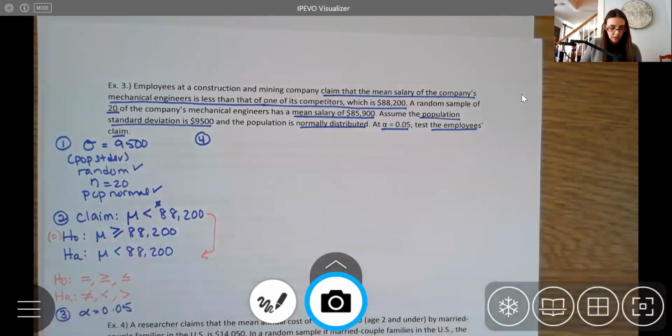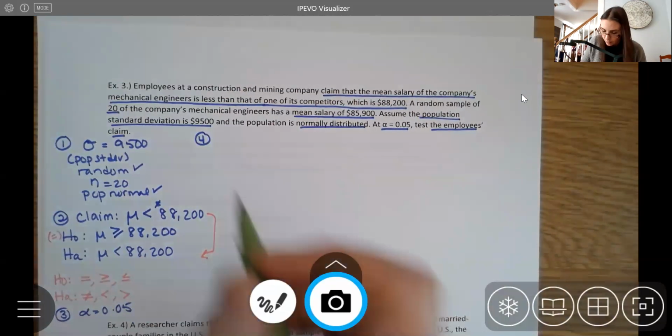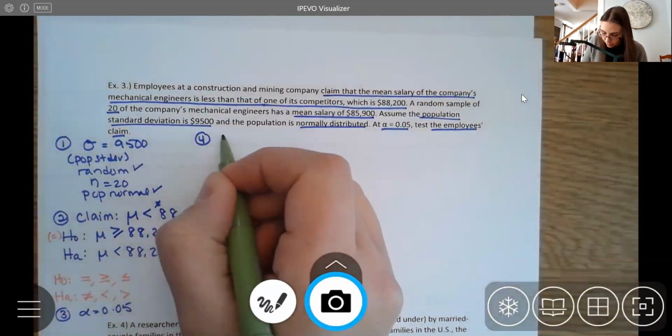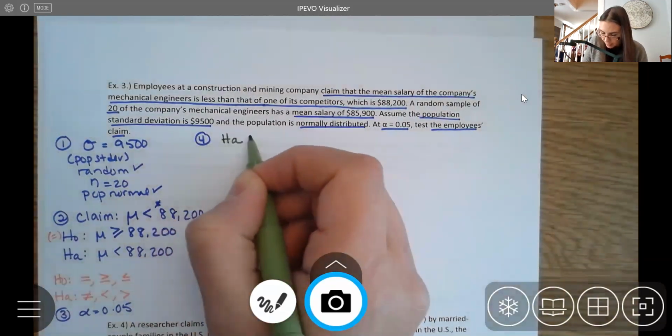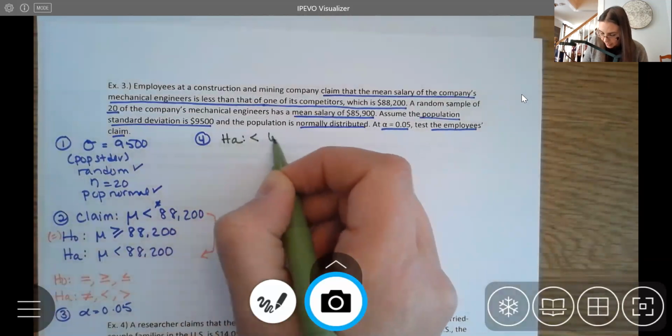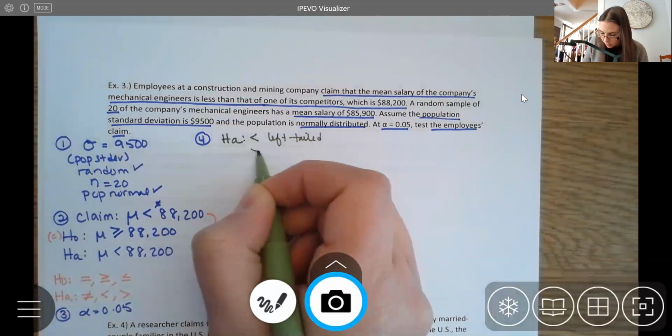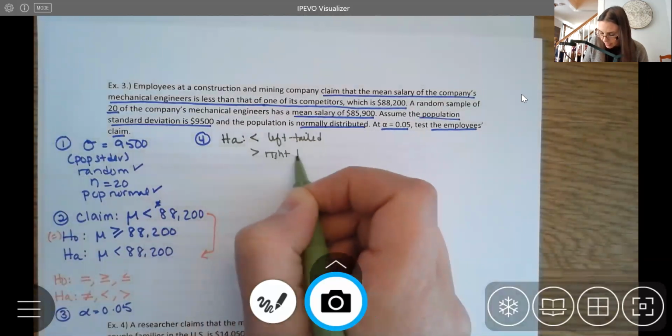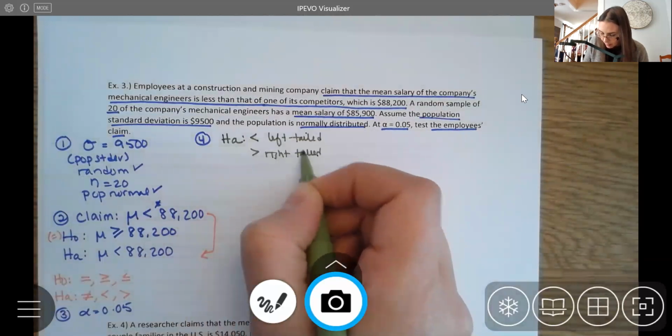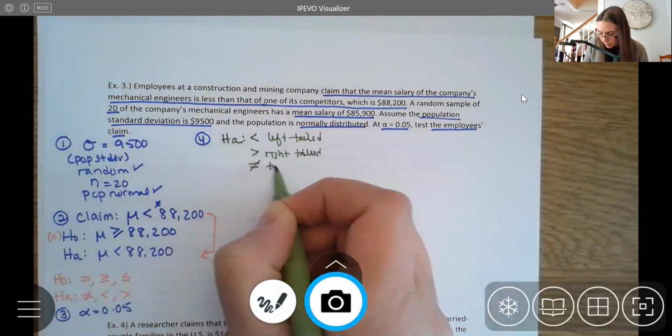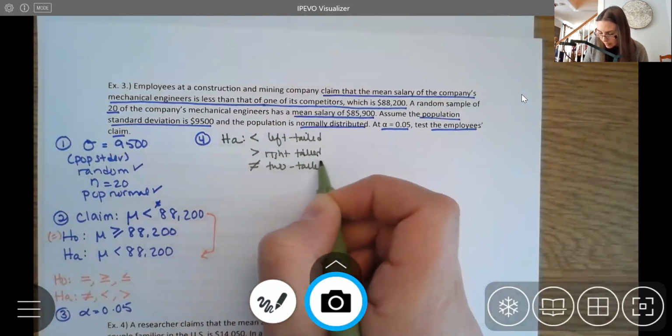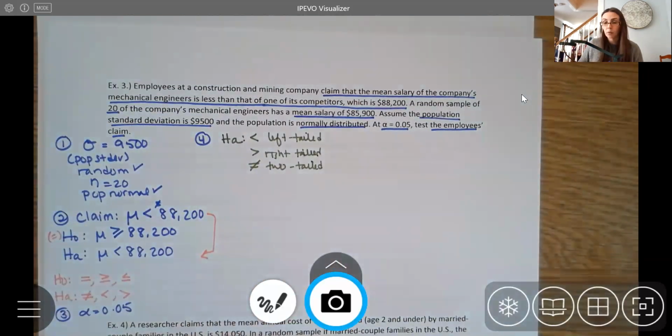So let's use a different color. Kind of another note here. If your alternative hypothesis has a less than, you're looking at a left-tailed test. If it has a greater than, you're looking at a right-tailed test. And if it has a not equal to, you're looking at a two-tailed test. And that's something that we talked about in previous videos. So just a little review on how you figure out what kind of test you're looking at.